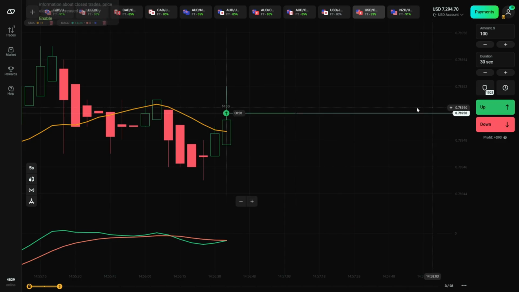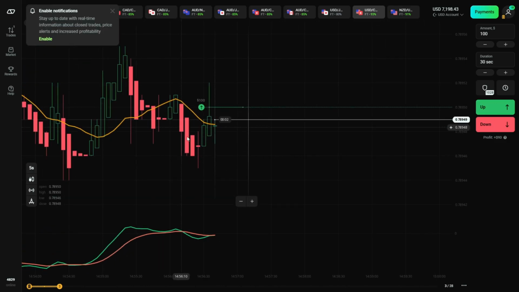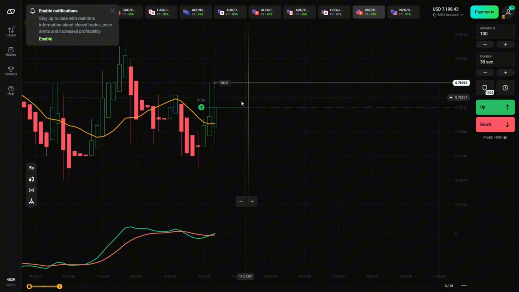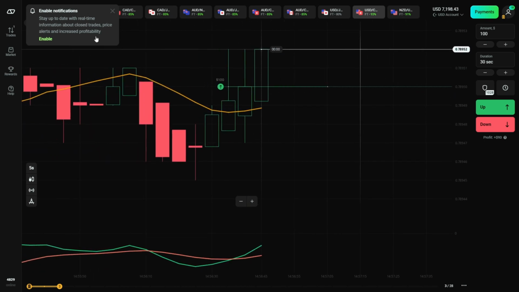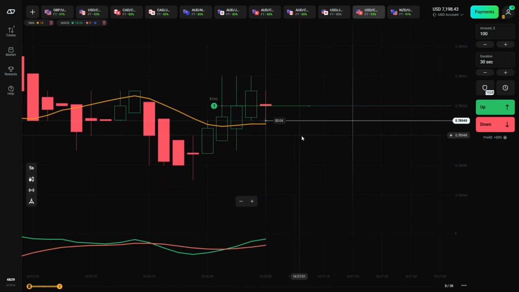The crossover happened, as you can see on the MACD, and there was also a crossover with the market. It was below the moving average and then went above it. We entered a 30-second trade right away, as you can see. And right now there are about 10 seconds left, so let's wait.